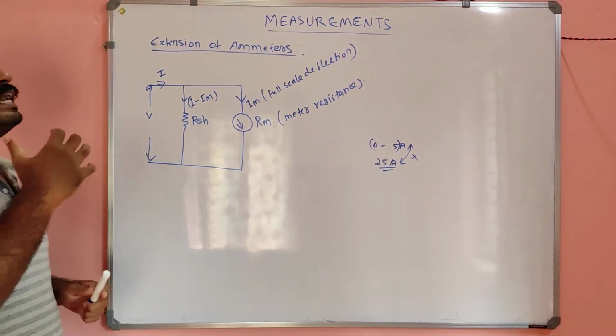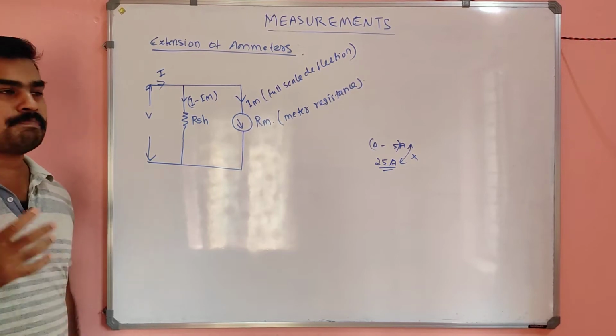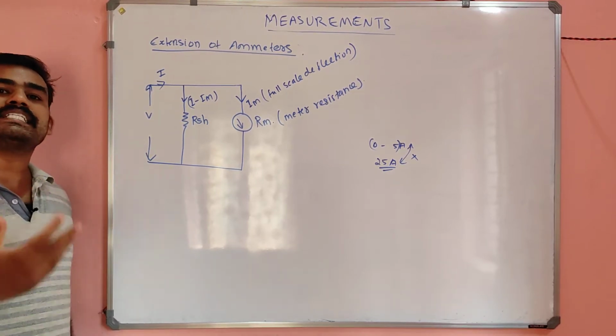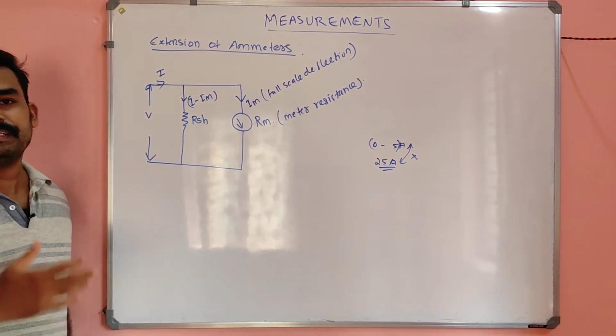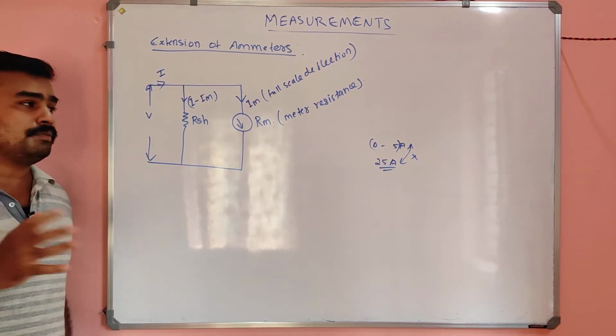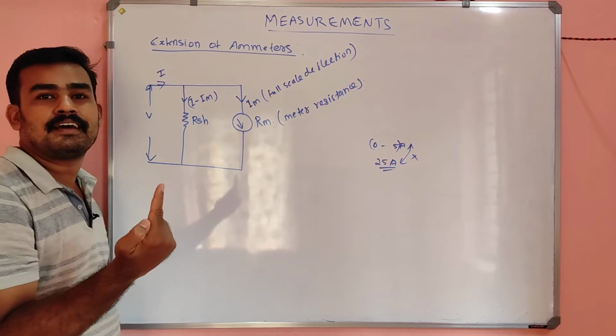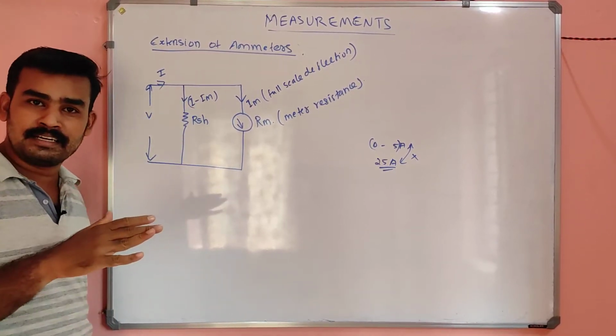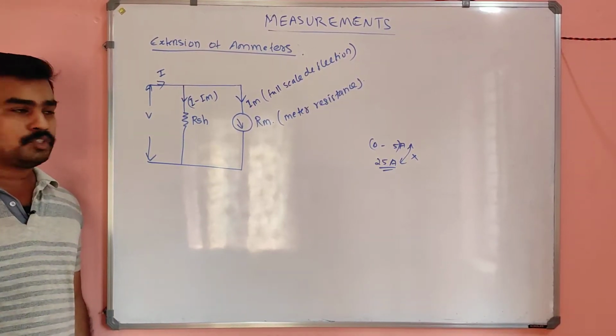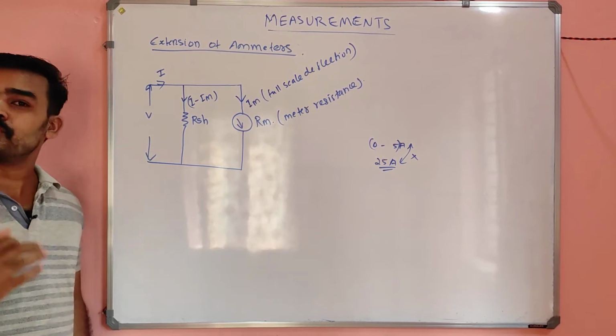So how can we extend the ammeter? We simply add an additional resistance in parallel with the meter, and the range can be extended. So it only costs the cost of a resistor now. It is much less than the cost of a meter. So this is a super method.